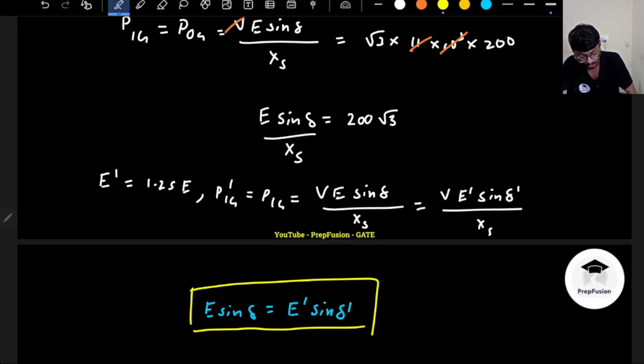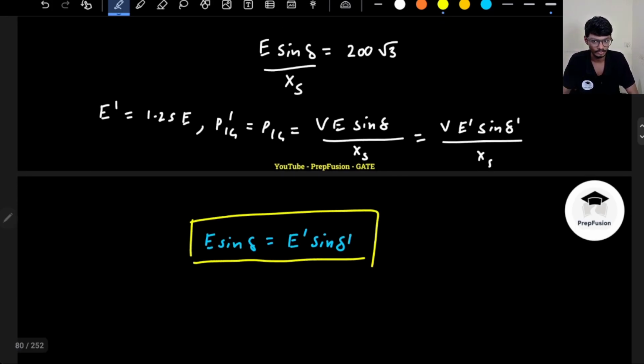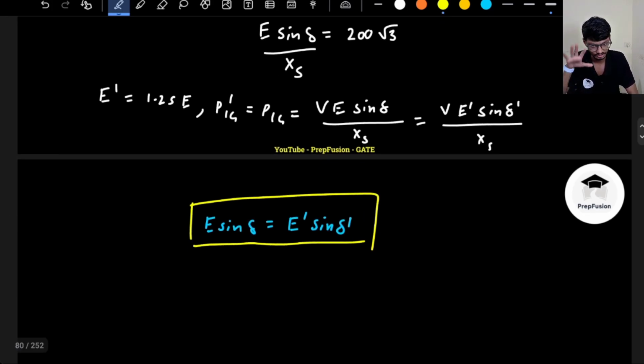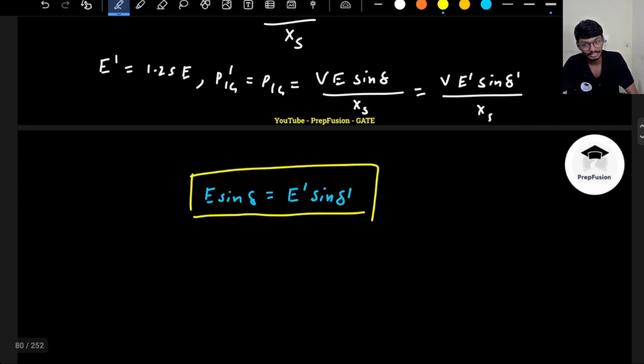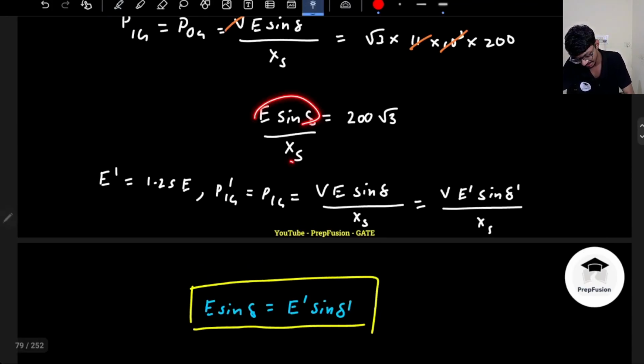Okay, you don't need to remember it, but you need to understand it. This is something familiar, right? You will understand this when you solve multiple questions. This will always come up. So basically your E sin delta will be constant if the input power is constant. So that is done. So I know what E sin delta is. E sin delta by XS is this, right?